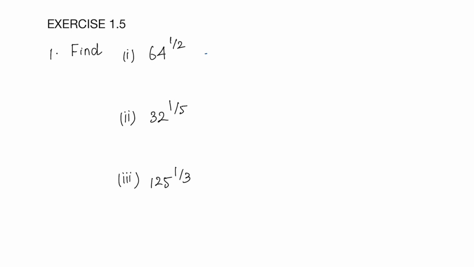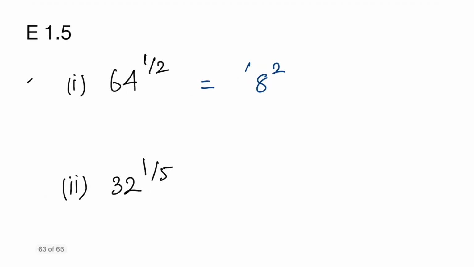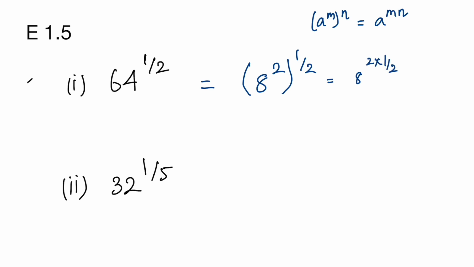Now what we can do is write 64 as 8 power 2, right? 64 is 8 power 2. So 8 power 2 the whole power 1 by 2. We know that a power m the whole power n is basically a power m into n. So 8 power 2 the whole power 1 by 2 is basically going to be 8 power 2 into 1 by 2, and that is 8 power 1.